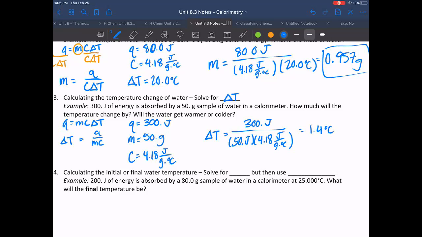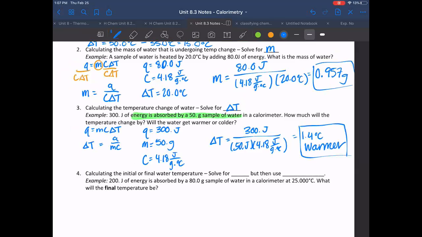And now here's the question. Is the water getting warmer or colder? If energy is absorbed by it, then it's warmer. Good job, guys.